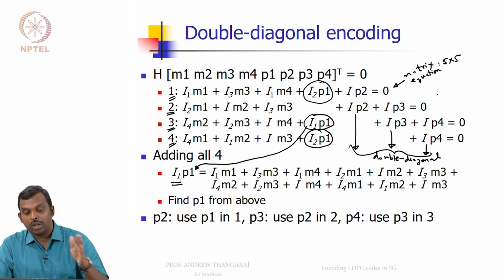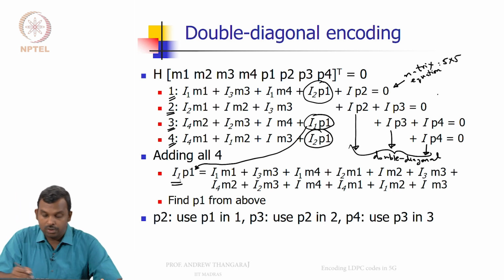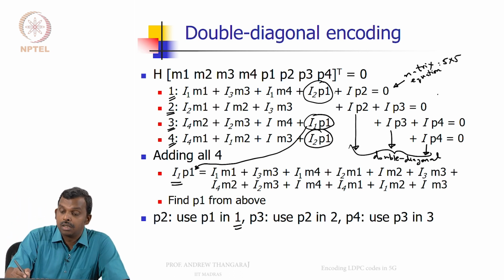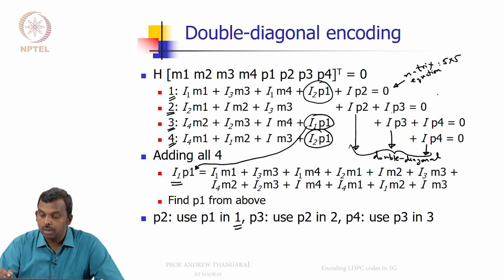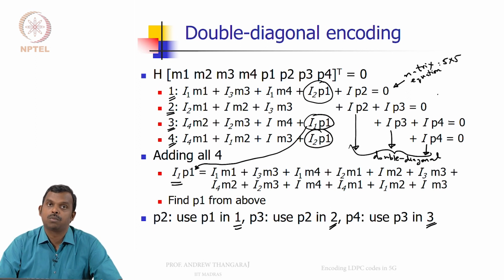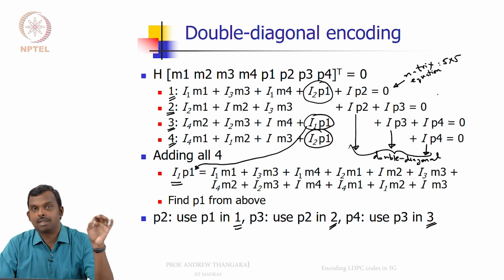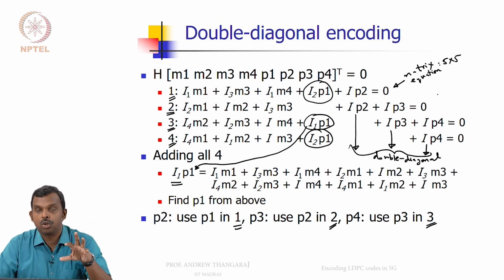The reason is, if you have P1, you go to row 1. You use P1 in the first equation, you get P2. P2 is the only unknown there, and then you use P2, and you get P3 from the second equation, and then you get P4 by using P3 in the third equation. Remember the messages are given to you, M1, M2, M3, M4. You have to compute the parities P1, P2, P3, P4.